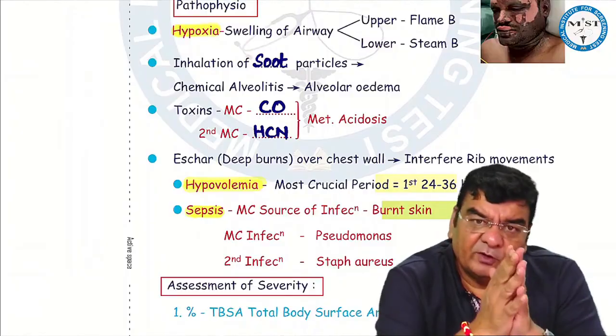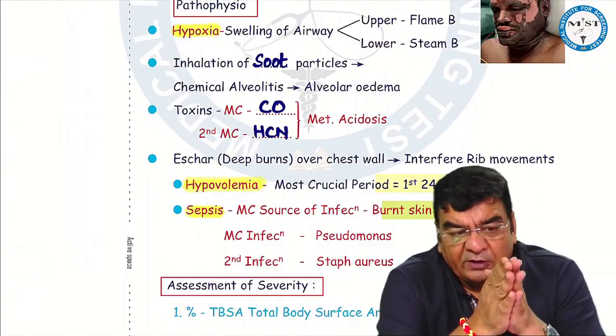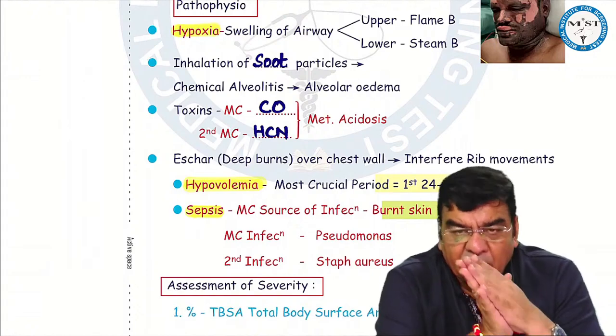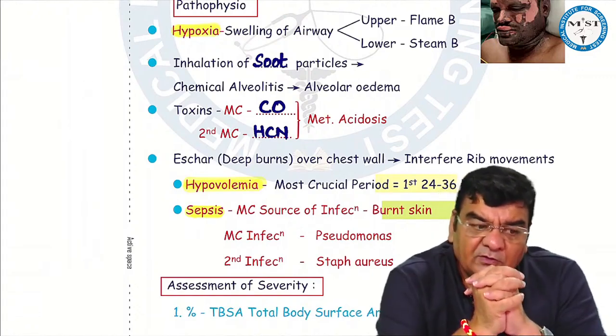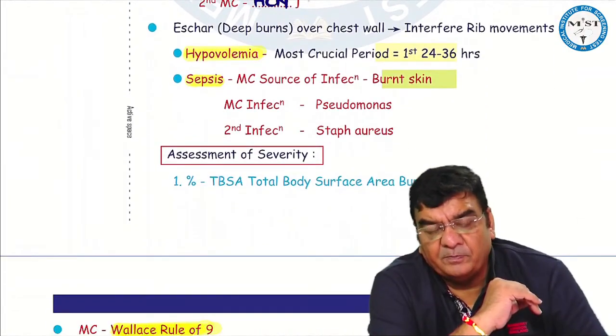Burns can cause hypovolemia because they cause intense inflammation and vasodilation, so there is a leak of intravascular fluid and heat to the extravascular space. The first 24 to 36 hours is the most crucial period for hypovolemia.